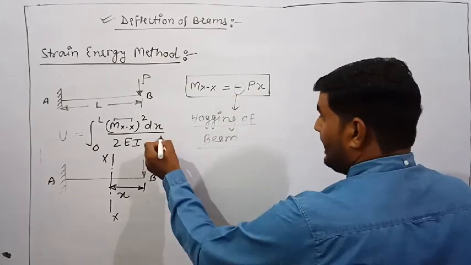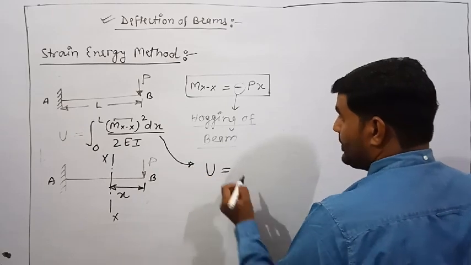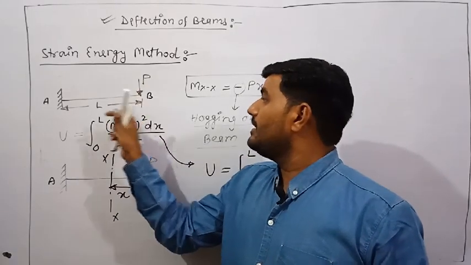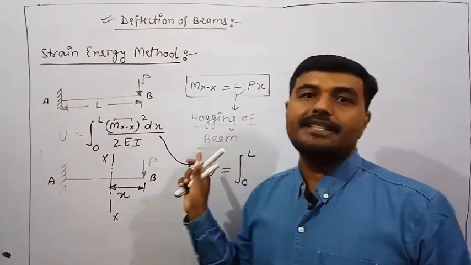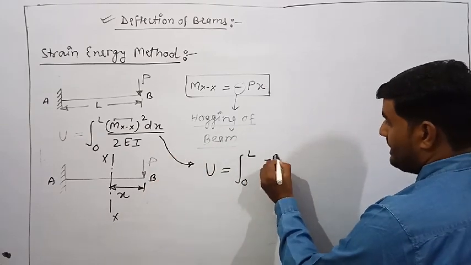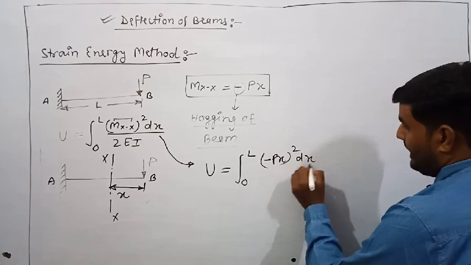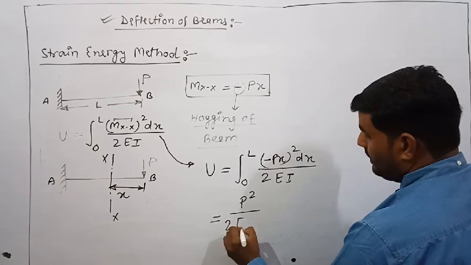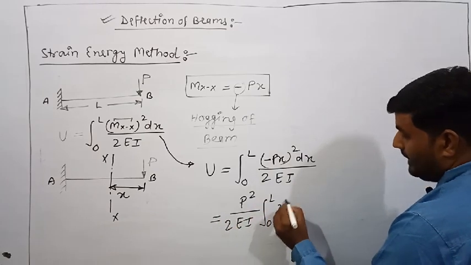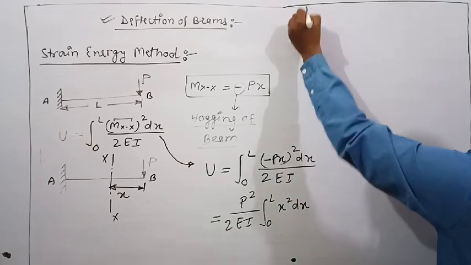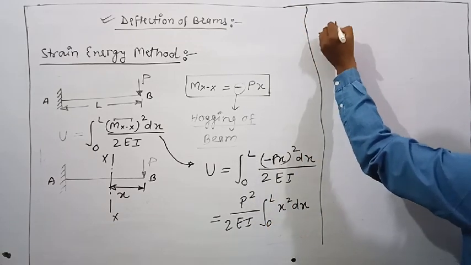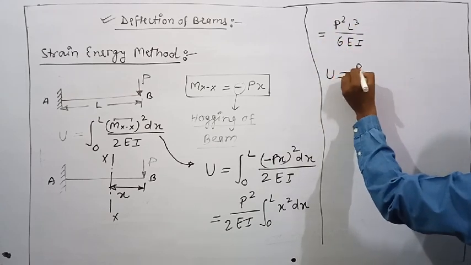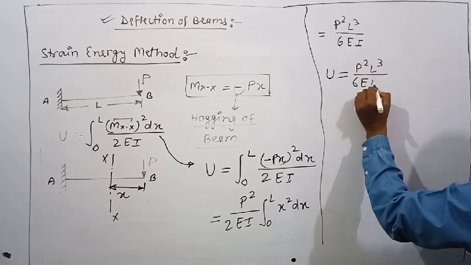So if I use this equation, U equals what? The limit is 0 to L, because the length of our beam is L. The minimum limit is 0, the maximum limit is capital L. So M_x squared means P x whole square, dx over 2EI. What will come out common? P square upon 2EI, integral 0 to L of x square dx. So students, what is happening? P square L cube upon 6EI. I am again repeating, P square L cube upon 6EI.